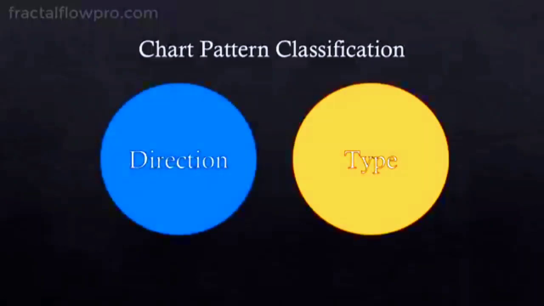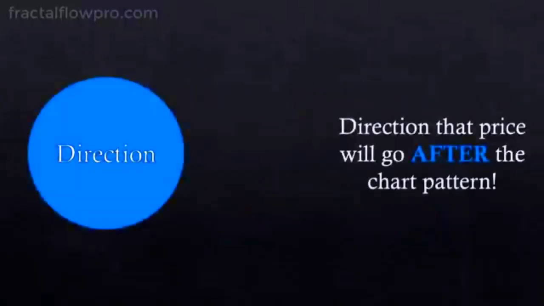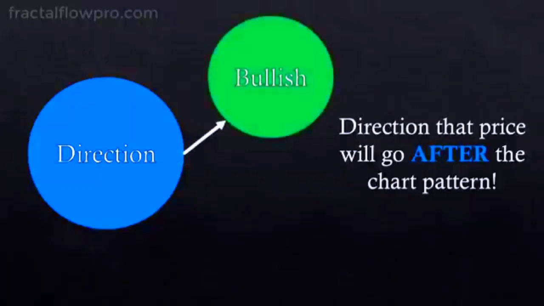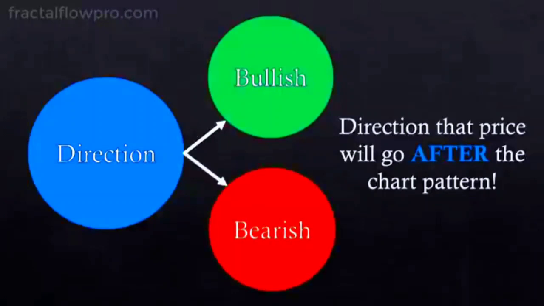The chart patterns are classified by direction and type. Let's begin by studying the first classification, which is the direction of the chart pattern. The direction classification relates to the direction that price is supposed to go after the pattern. Since we are talking about price charts, there are only two directions that price can go, meaning that it can either go up or it can go down after the pattern. When the chart pattern implies that price will go up after the pattern, we classify it as a bullish pattern. When the chart pattern implies that price will go down after the pattern, we classify it as a bearish pattern.